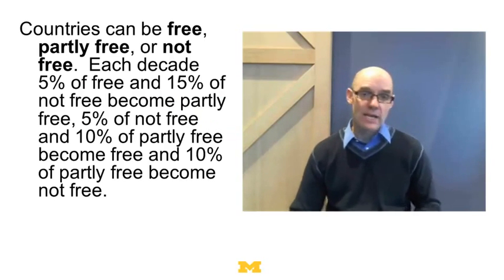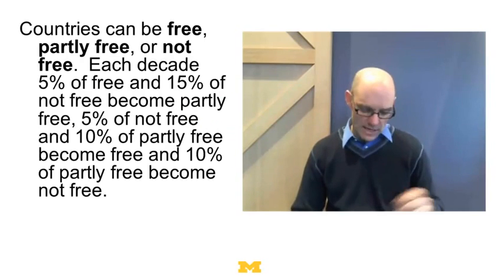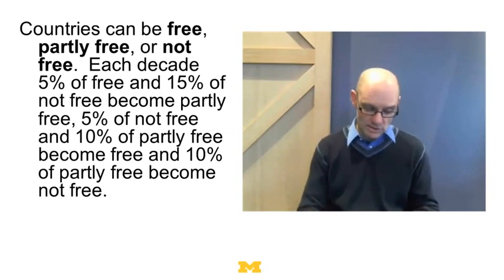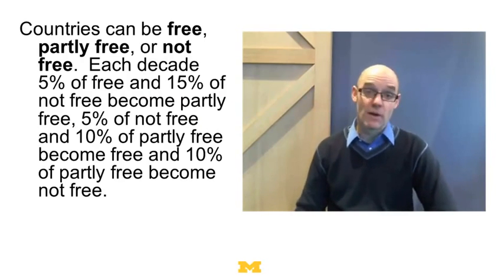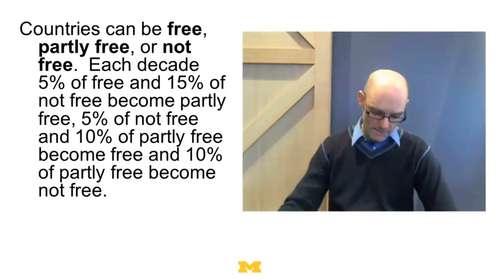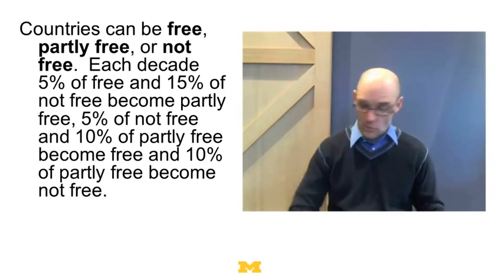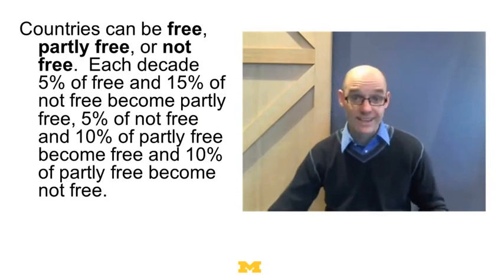I get that each decade 5% of free and about 15% of not free become partly free. So those are those transition probabilities. And 5% of not free and 10% of partly free become free. And 10% of partly free become not free. So all sorts of transition probabilities here, kind of complicated.